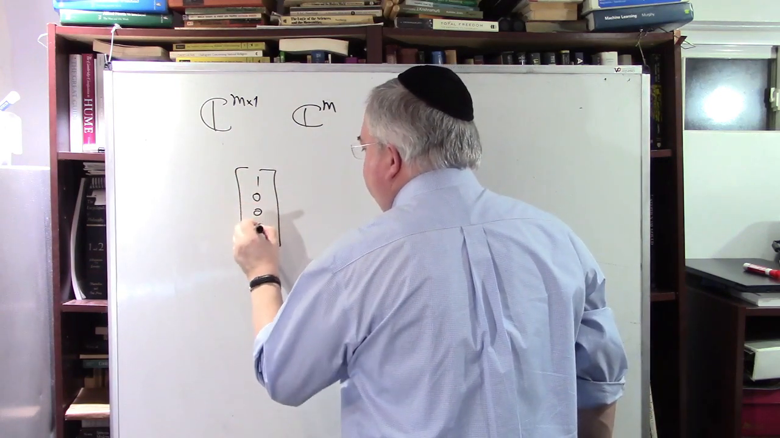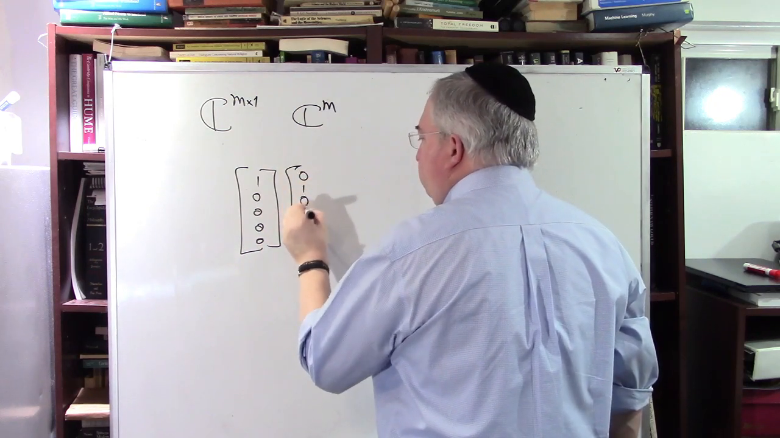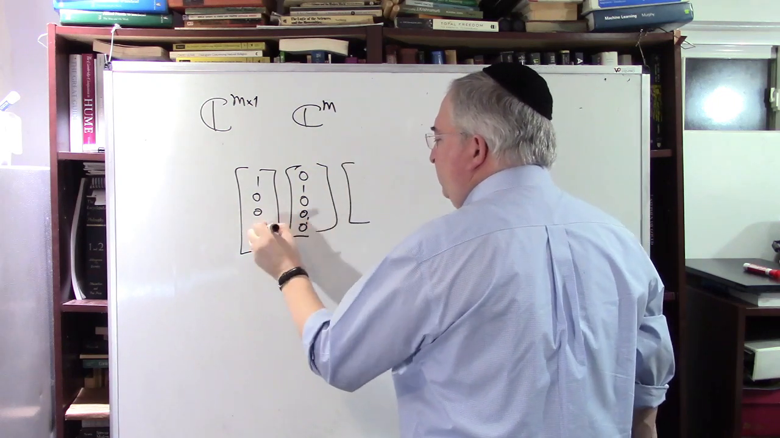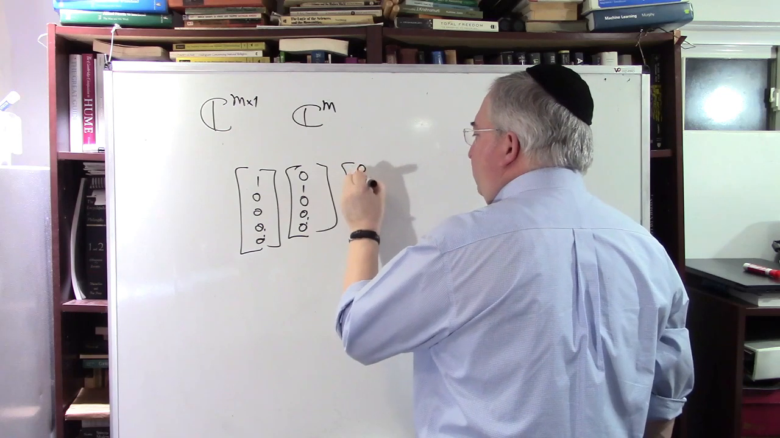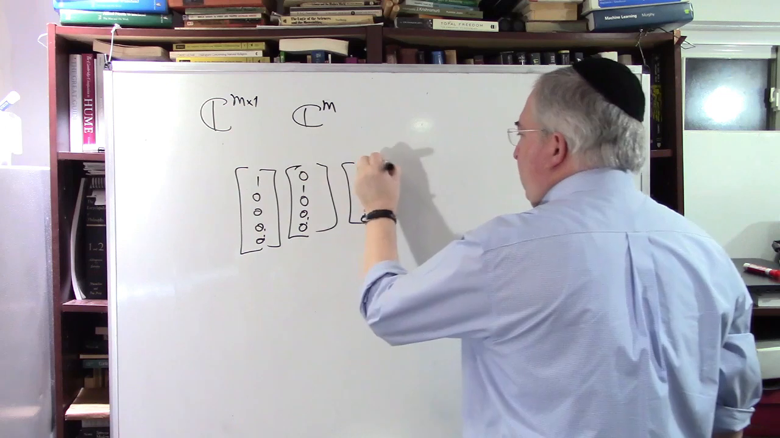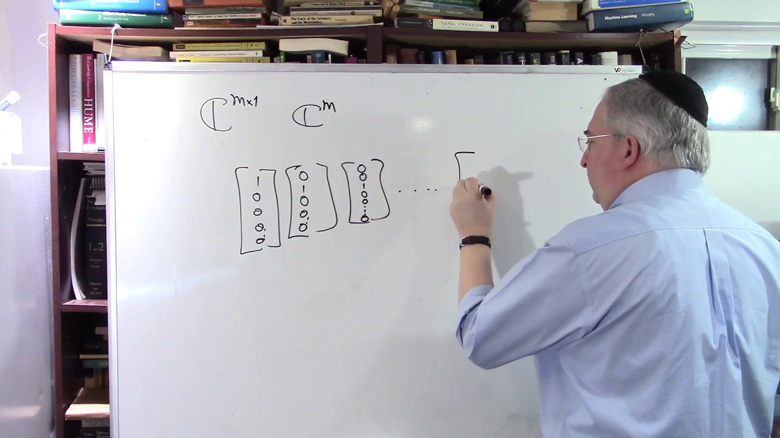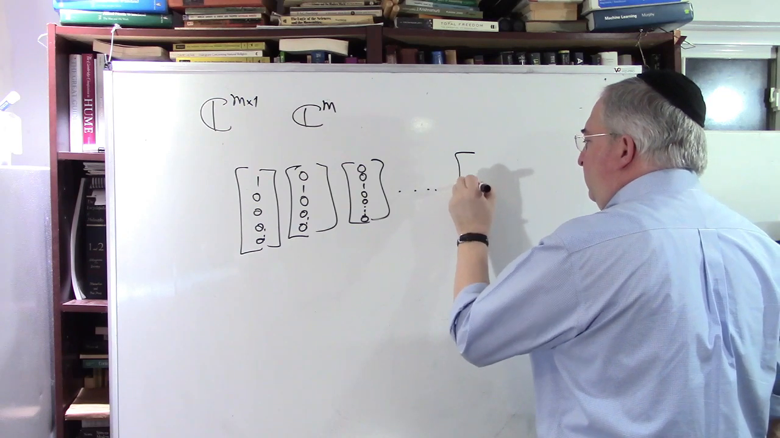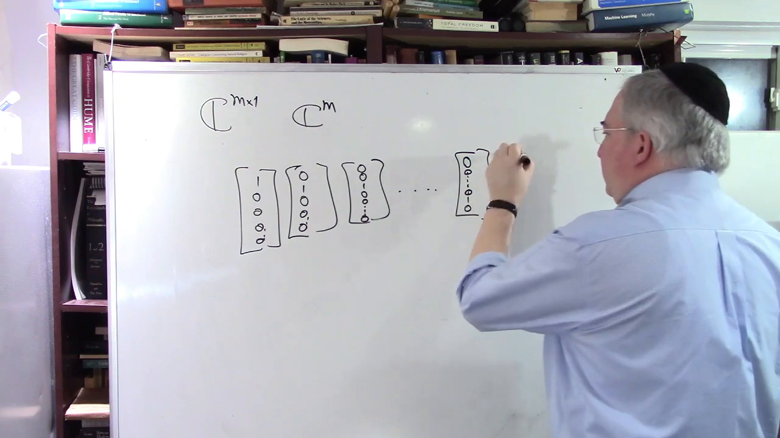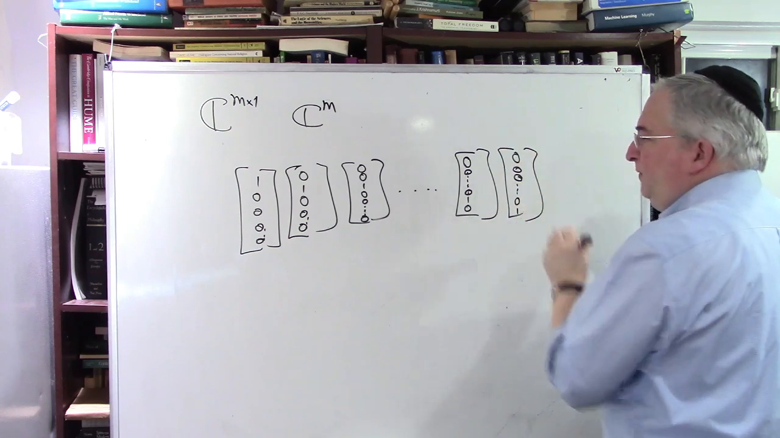1, 0, 0, 0, 0, 0. Here's one element of the basis. Here's another element of the basis. And here's a third element of the basis. And this goes on, with zeros all the way down here. And the last one is 0, 0, 0, dot, dot, dot, 0 with a 1 over there.